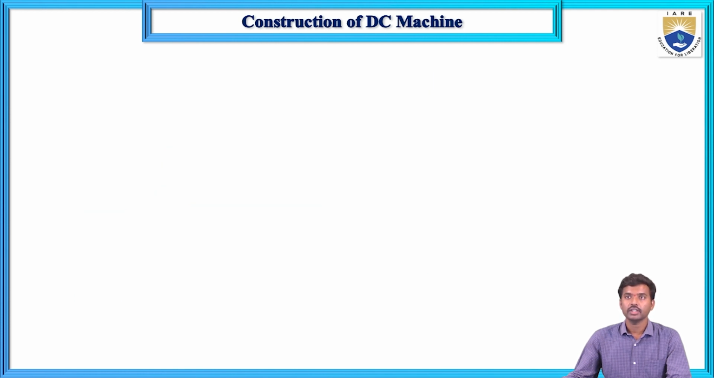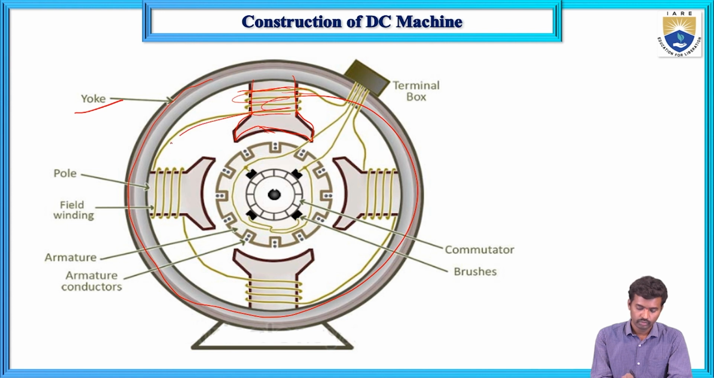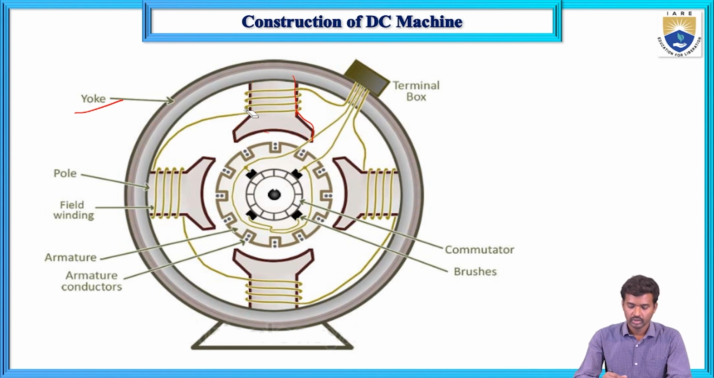Now this is the individual parts in the DC machine. Now see the two-dimensional picture. This is the yoke, and the poles: pole core up to here, and this is the pole shoe. Next, this is the field winding. This is the stator part. Next, this is the armature core, and these are the armature windings.